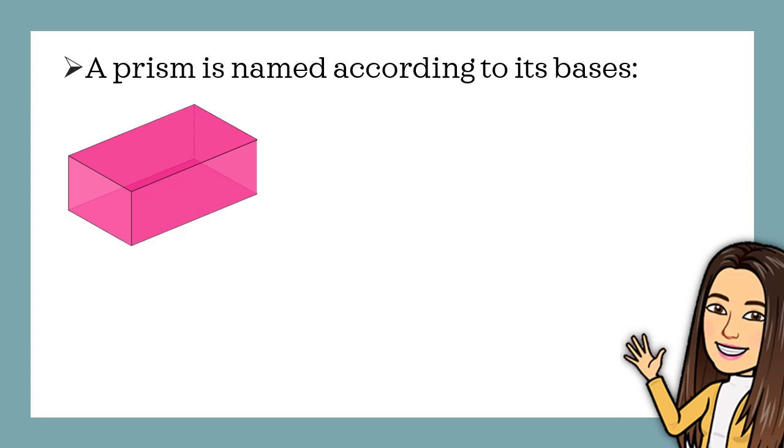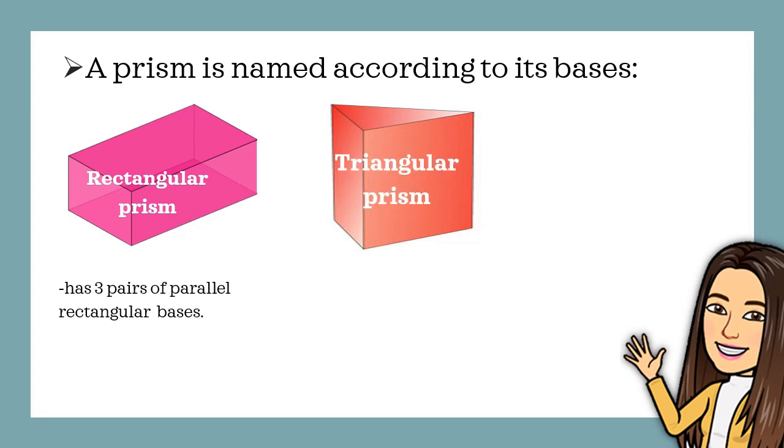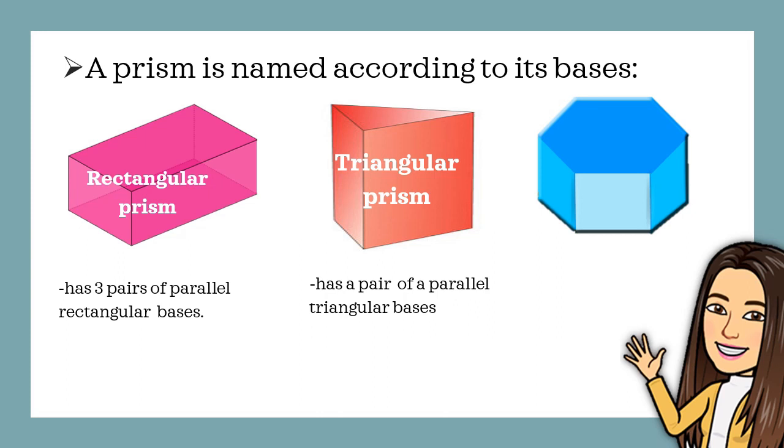If its base is a rectangle, that is a rectangular prism. It has three pairs of parallel rectangular bases. How about this? It has a triangle base, so it is called a triangular prism. It has a pair of parallel triangular bases. Another one. This figure has a hexagon base, so that is called a hexagonal prism. It has a pair of parallel hexagonal bases.